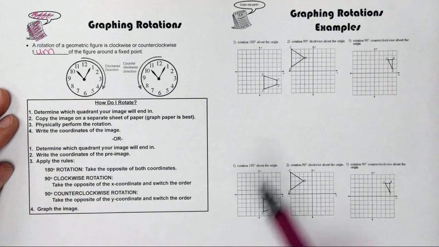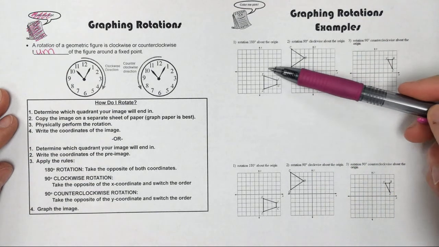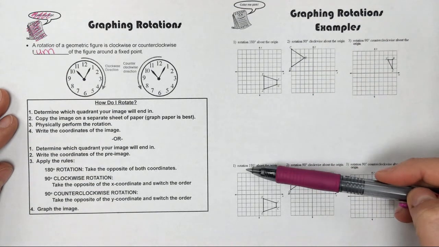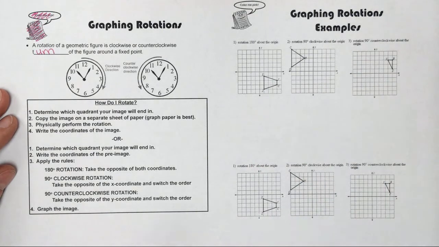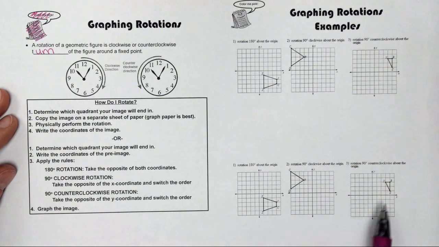I'm going to show you both ways, so if you notice example 1 here and example 1 here, example 2, example 2, example 3, and example 3, they're all the same. So we are going to be doing each example twice. We're going to start by physically rotating the paper, and then we're going to go back through and I'll show you how to apply the different rules.